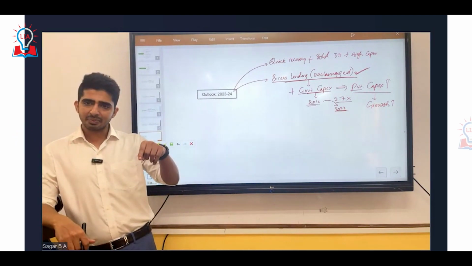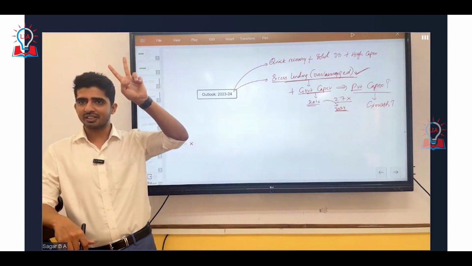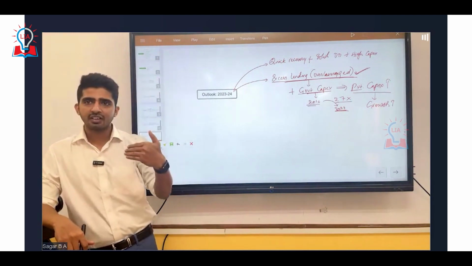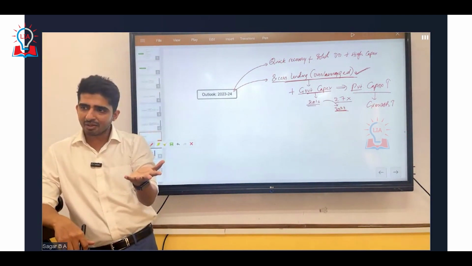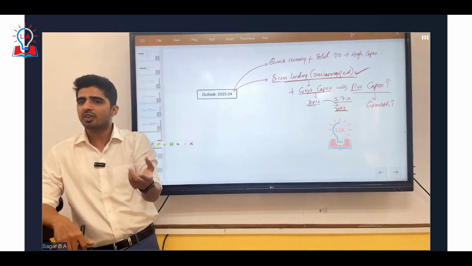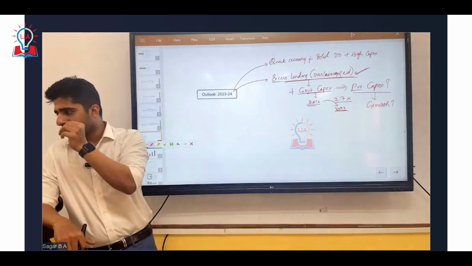Why increase in spending? Capex. 2 reasons. Remember, what are the 2 reasons? Crowding in private investment. 2, whatever vacancy has been created because of the strategic disinvestment, that vacancy has to be covered by whom? The private investment. That is all.